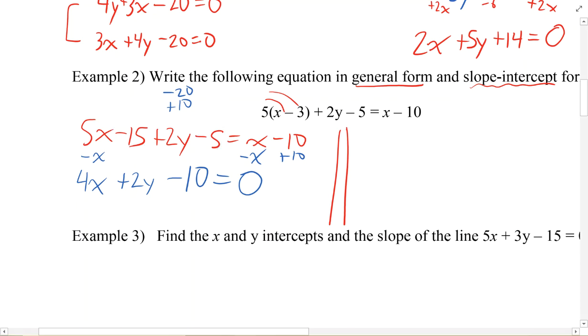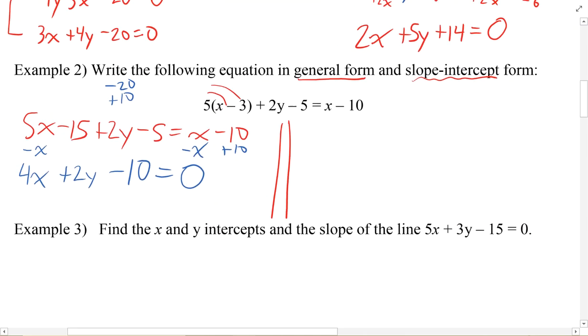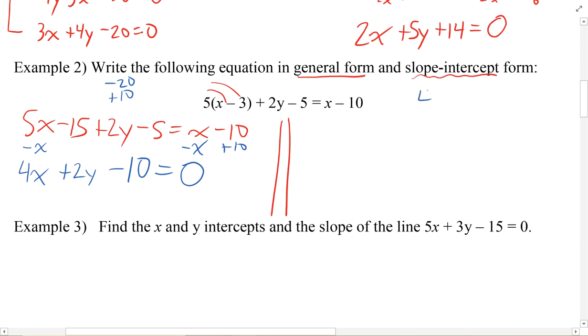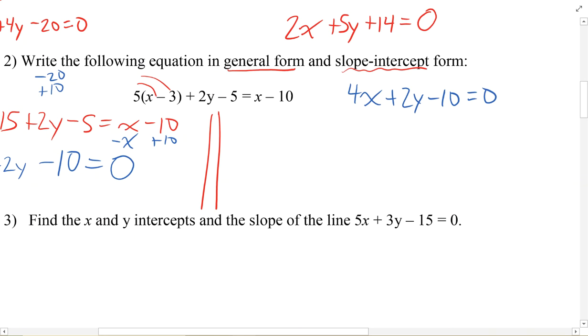Good work. All right, so now what we're going to do is change into slope-intercept. So over here, I'm just going to rewrite my general form. Okay, so 4x plus 2y minus 10 equals 0. Now I'm going to move the 4x and the negative 10 to the other side. So how do I move the 4x? By subtracting. And how do I move the negative 10? By adding. So you've got to do the opposite. Always have your x terms first, your constants at the end.